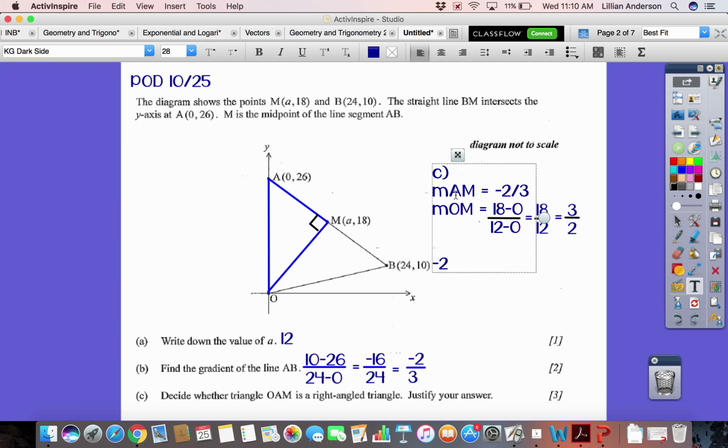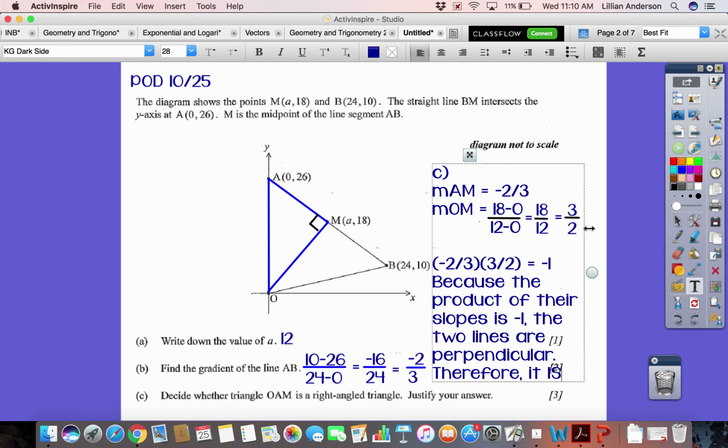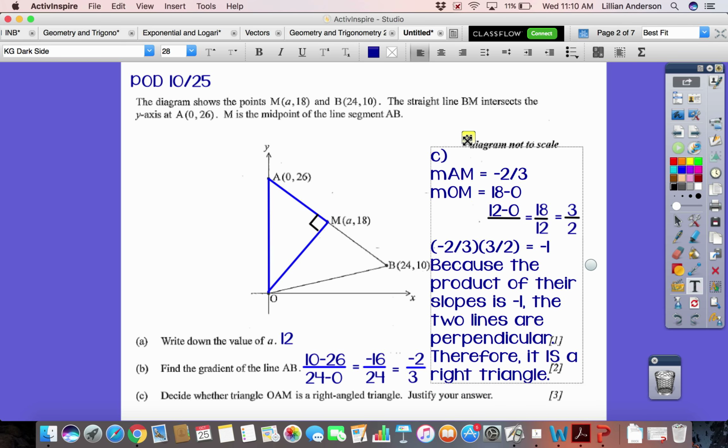And so what you would need to do is to show that when you do -2 over 3 times a positive 3 over 2, it equals -1. And so then you would want to write a sentence to say, because the product of their slopes is -1, the 2 lines are perpendicular. Therefore, it is a right triangle. And that was your answer for this. Yes, this was indeed a right triangle, okay?